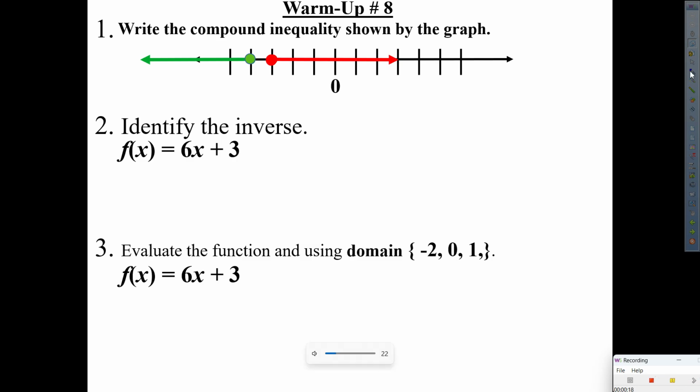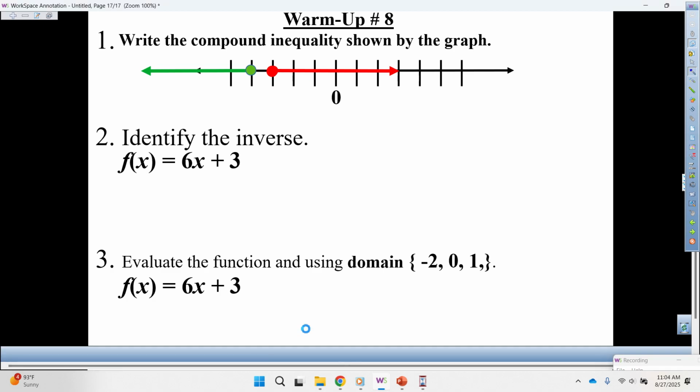All right, here we go. Being that it's Wednesday, I'm going to get some help from some of y'all. Let's go with number 1. Look at the green shaded region. Turn to your neighbor, let them know what inequality you wrote for the green portion only. Green portion only. What did you write?